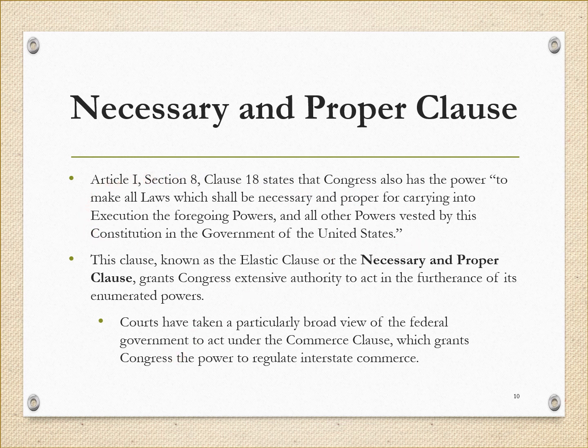This clause is known as the elastic clause, or what I want you to remember, the necessary and proper clause. This clause grants Congress extensive authority to act in the furtherance of its enumerated powers. Courts have taken a particularly broad view of federal government to act under the Commerce Clause, which grants the power to regulate interstate commerce.